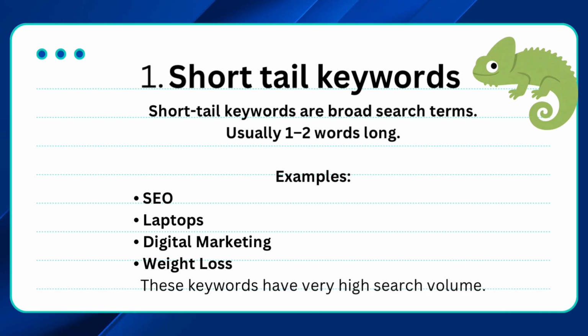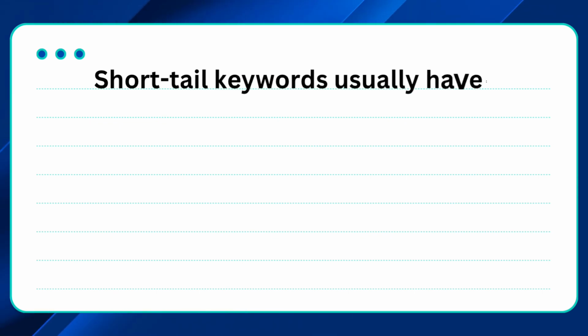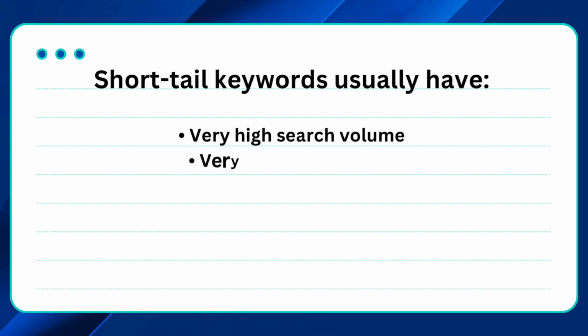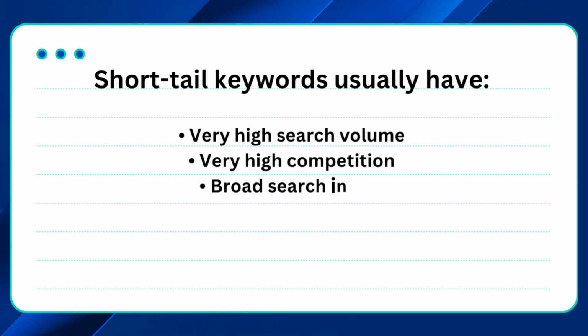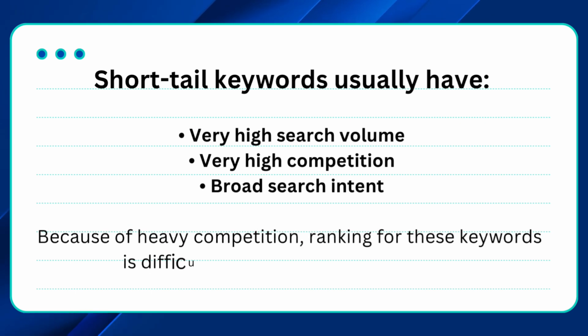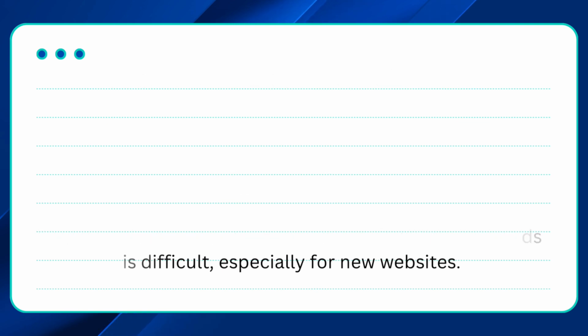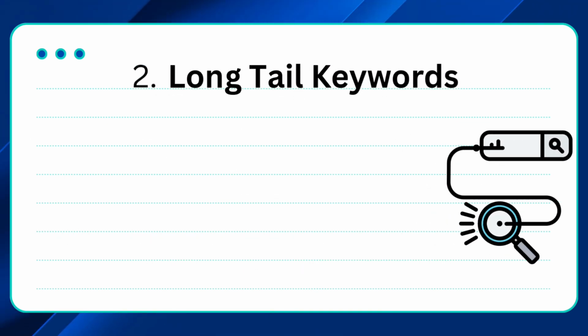But there is also a big challenge. Short-tail keywords have very high competition. Thousands of websites are already trying to rank for these terms. That means it can be very difficult for a new website to rank on the first page of Google for these keywords. Now let's move to the second type, which is long-tail keywords.